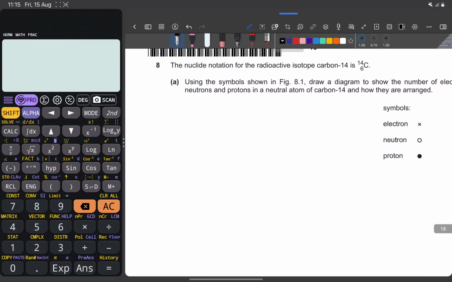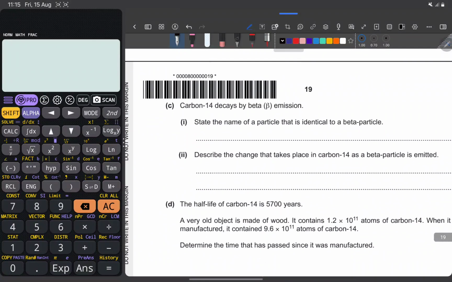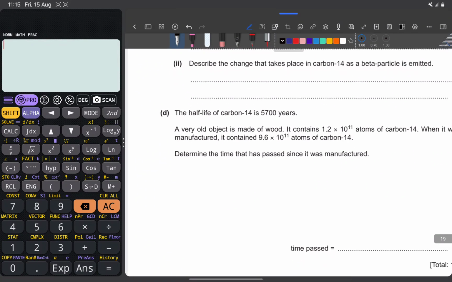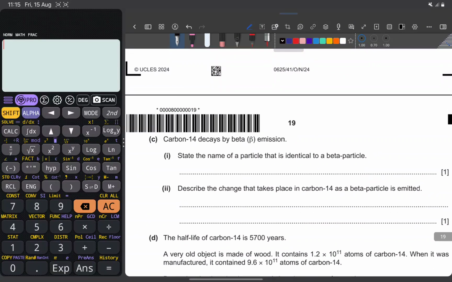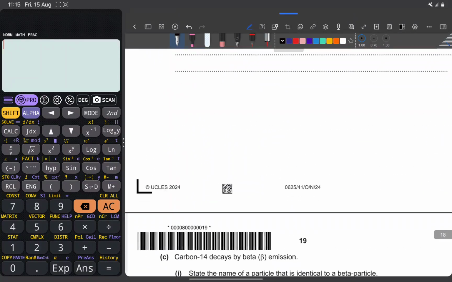We'll do it. Number 8A says, using symbols, draw a diagram to show whatever. Anyway, we'll talk about diagrams, don't worry. Now here we get to number D, which is, what number is this anyway? This is number 8 now, okay?